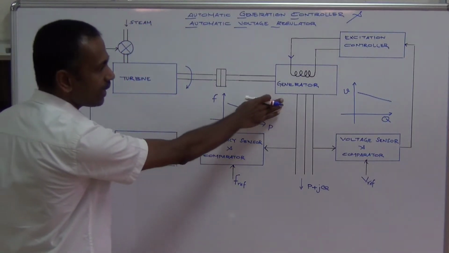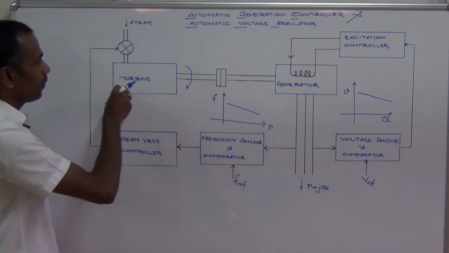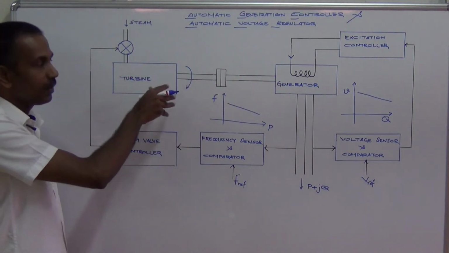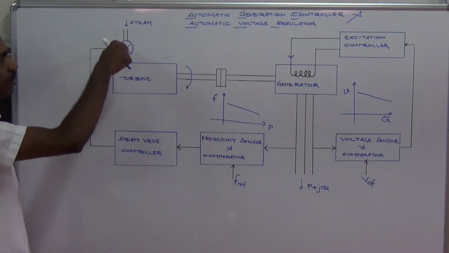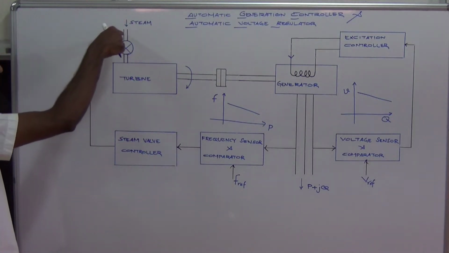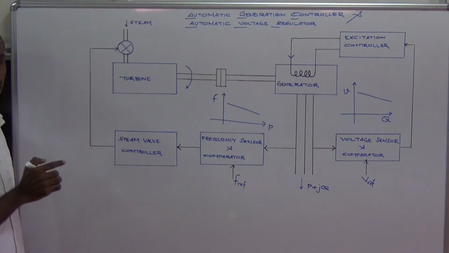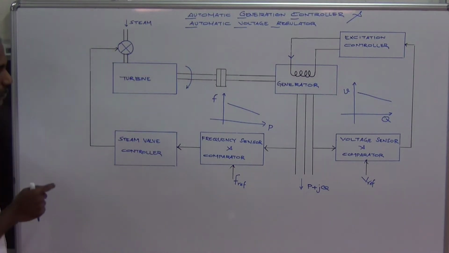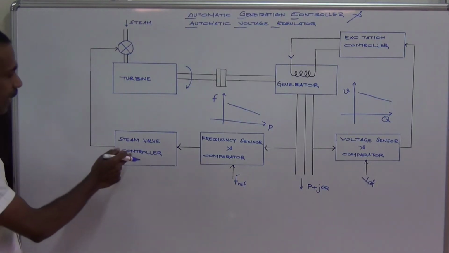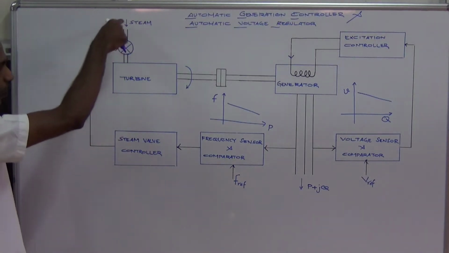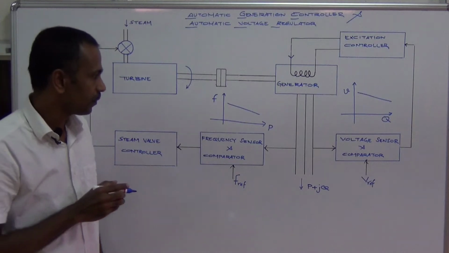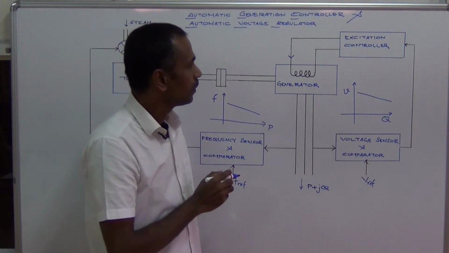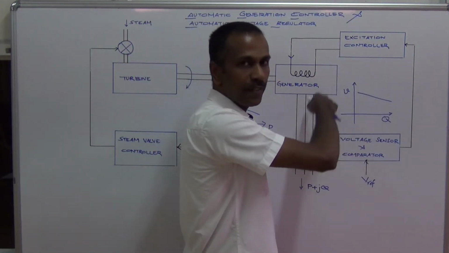Now this is our generator. The input or the mechanical power is given from the turbine. This is a steam valve. The steam is flowing through this valve into the turbine. There is a speed governor or a steam valve controller, so it can adjust the amount of steam flowing into the turbine. This is a frequency sensor and a comparator. And this is our AVR, automatic voltage regulator.